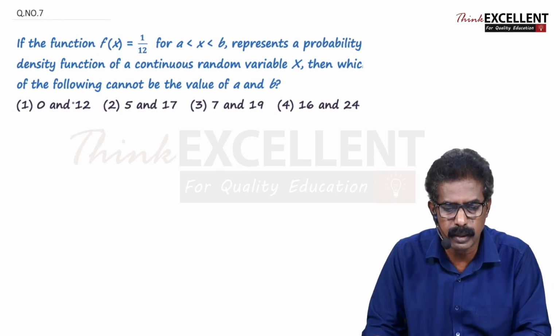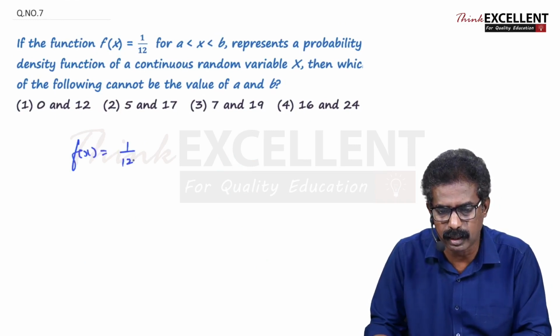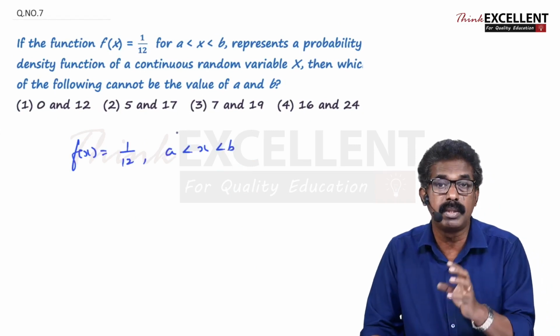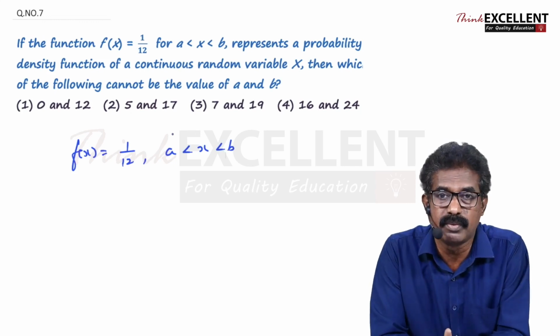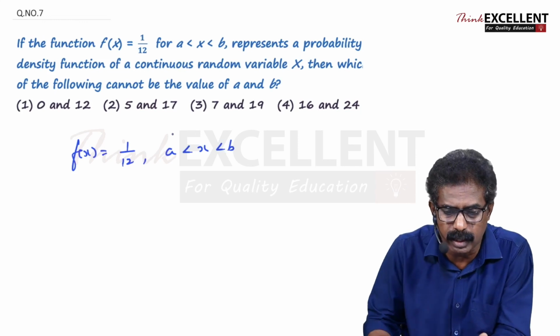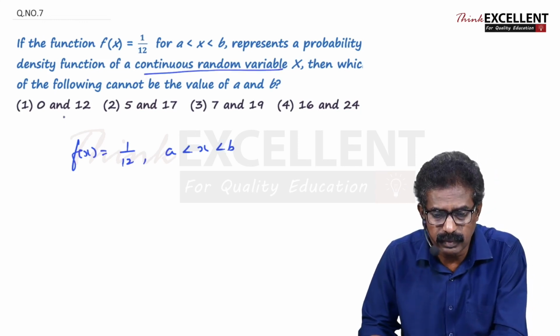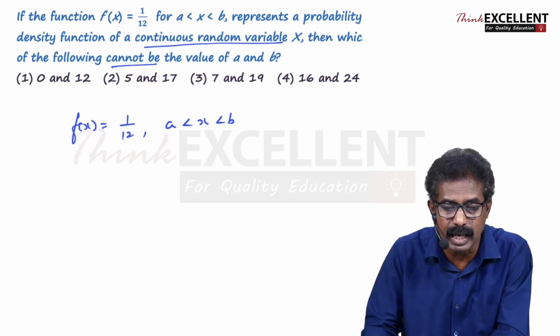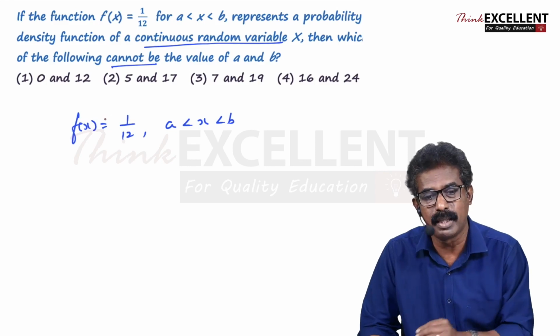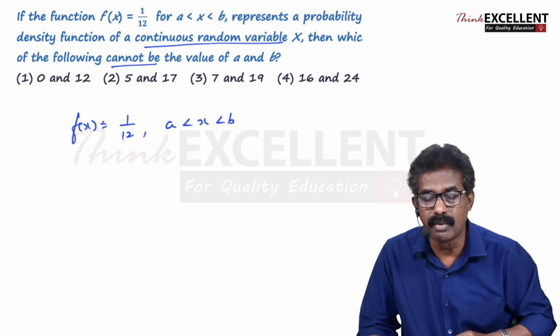Now look at the 7th question. The function f of x equal to 1 by 12, for a less than x less than b, represents a probability density function. You know the condition, right? f of x greater than or equal to 0 and total probability 1. It is a continuous random variable, so integration. Which of the following cannot be the value of a and b? They didn't ask what is the value for a and b.